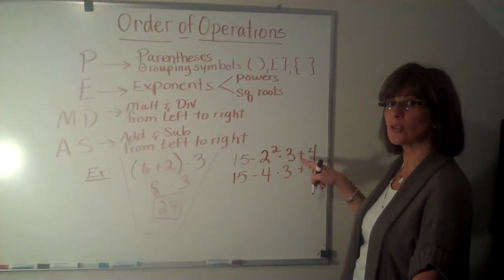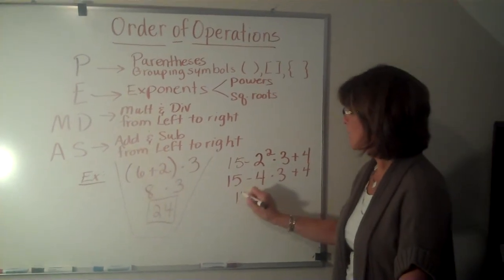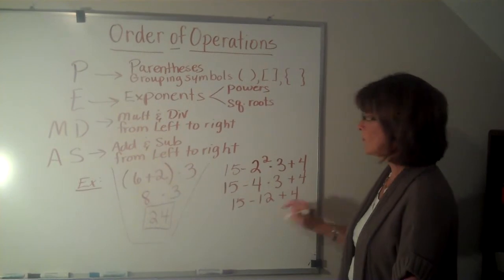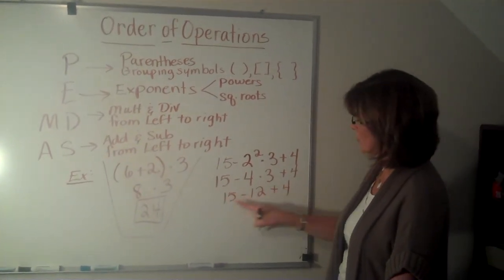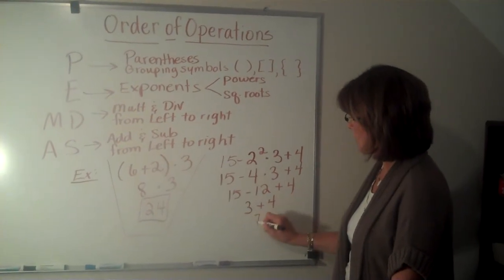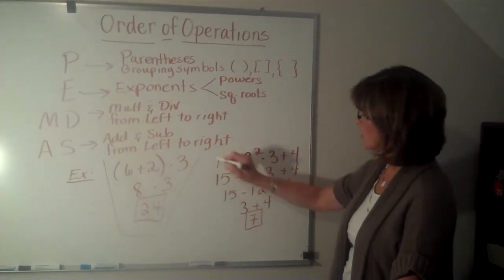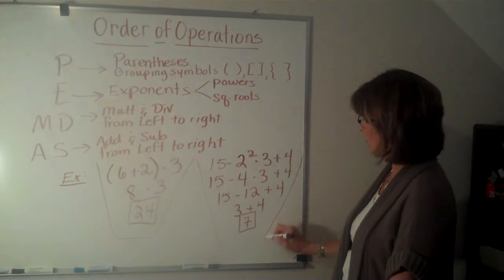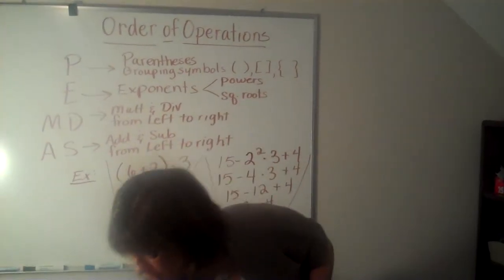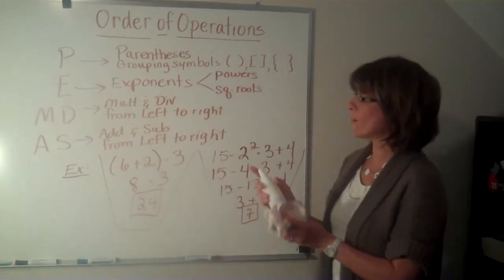You always have to look, is there multiplication and division in the problem? So it'd be 15 minus 12 plus 4. And now you do your subtraction from left to right. 15 minus 12 is 3, plus 4 is 7. Box around your answer and look at that beautiful pyramid you've made. You don't have to draw the lines for the pyramid. You just have to know that that's the correct format.